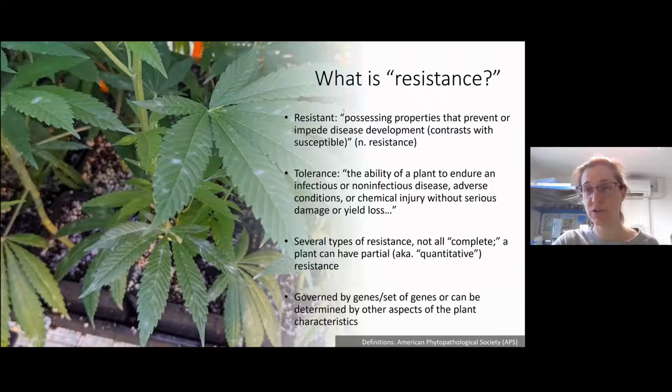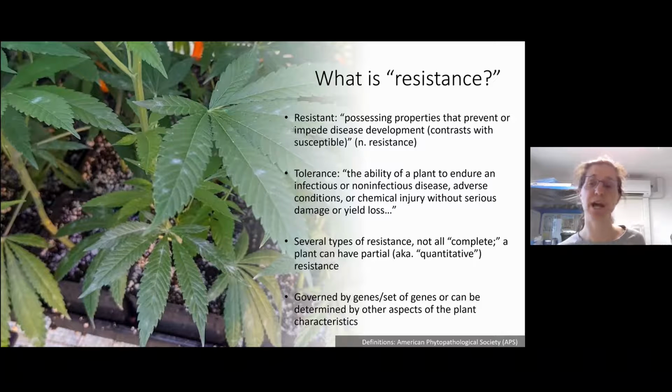So I want to introduce this concept of resistance, what resistance means. These definitions are from the American Phytopathological Society, and being resistant is having or possessing properties that prevent or impede disease development. This contrasts with susceptible, which means that a plant is able to get the disease. And I just want to distinguish this from tolerance, which is the ability of a plant to endure an infectious disease, in this case, without critical yield loss. So resistant means that the plant isn't getting sick, or it's only getting sick a little bit. Tolerance means the plant is getting sick, but it's not having significant yield impacts.